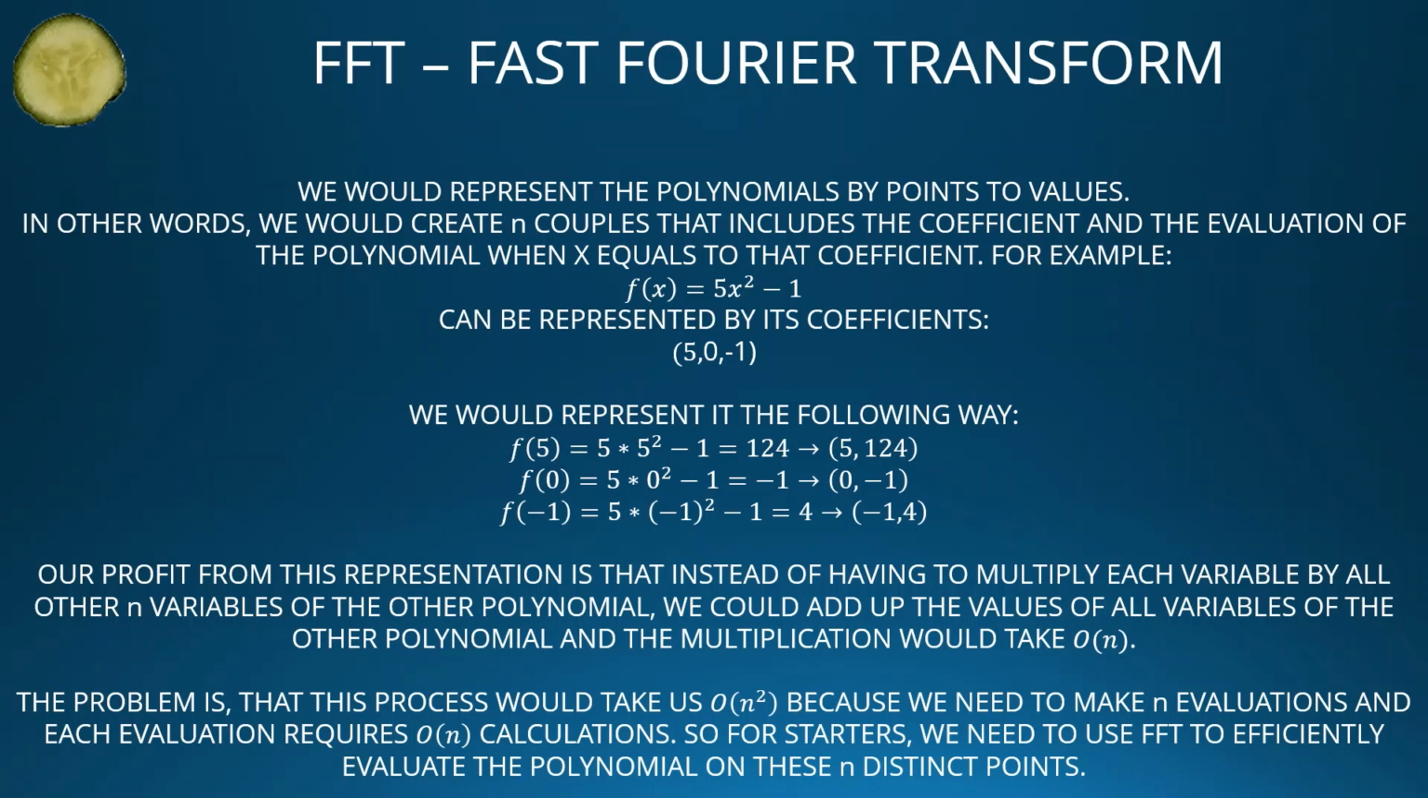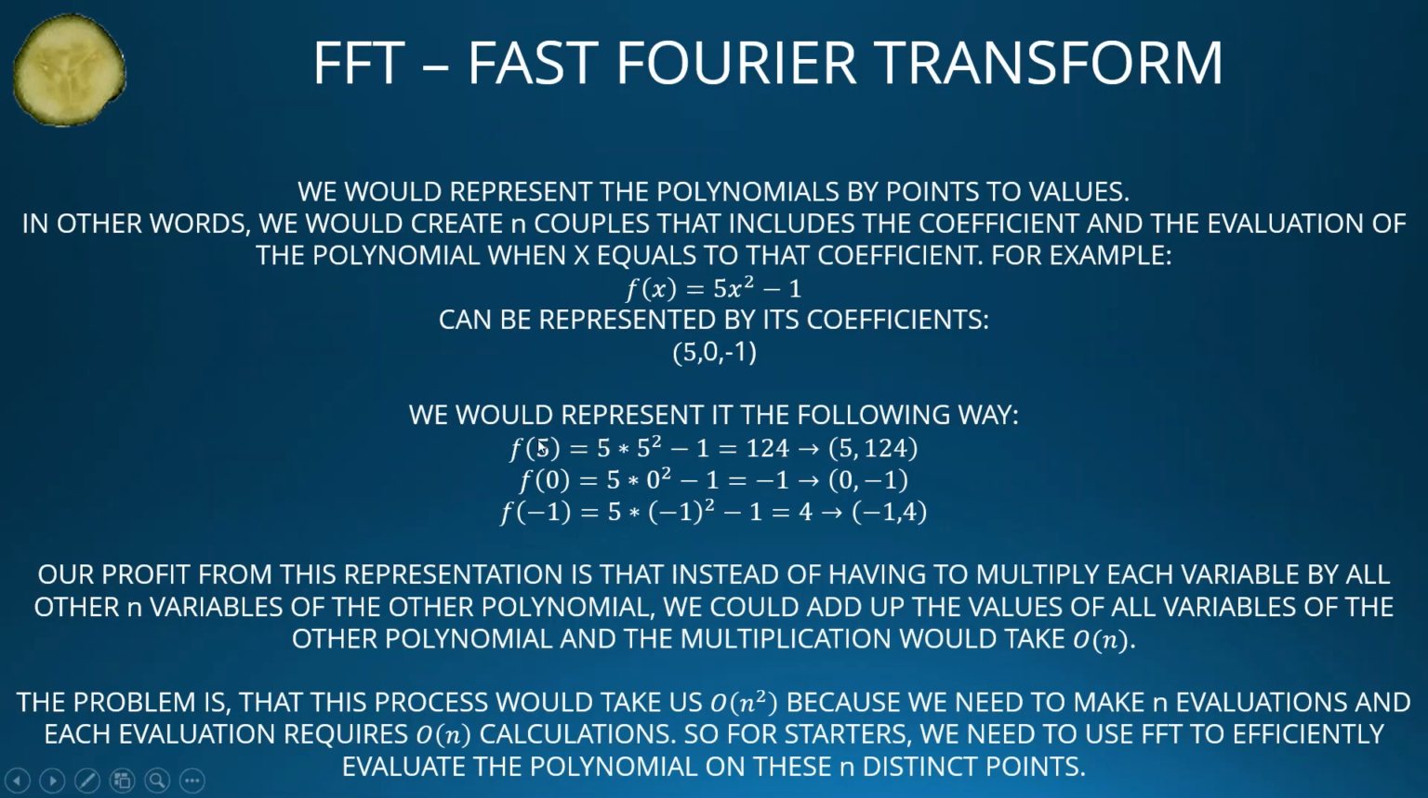In other words, we would create n couples that include the coefficients and the evaluations of the polynomial when x equals that coefficient. For example, f(x) = 5x² - 1 can be represented by its coefficients 5, 0 and -1. The 0 comes because I'm reading this polynomial as 5x² plus 0 multiplied by x minus 1. We would represent it the following way.